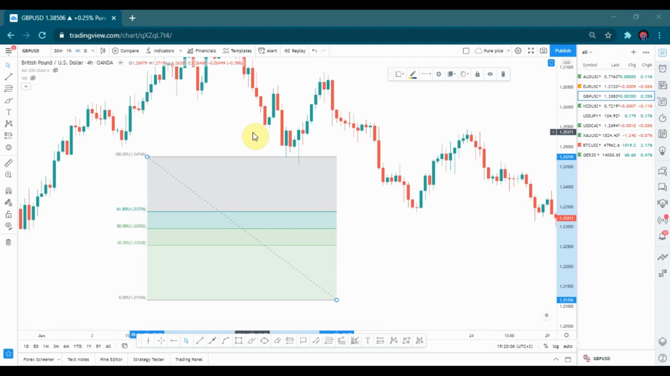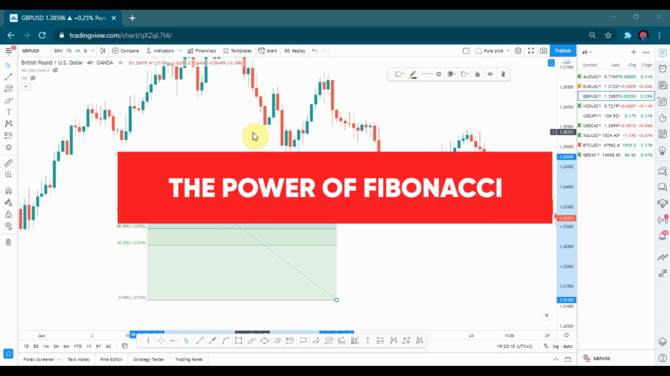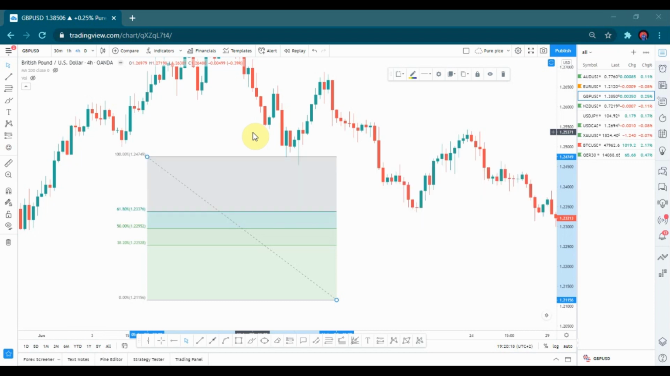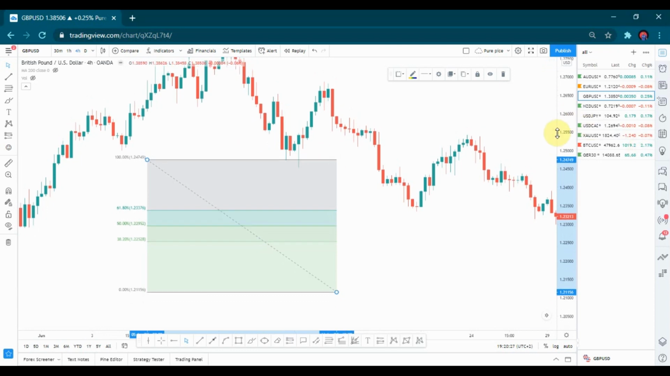So we are going to be looking at the power of the Fibonacci retracement, how effective this wonderful tool is. I really don't know why a lot of traders like to throw aside a lot of working material. So we are just going to be digging deeper into the Fibonacci retracement. If you don't know how to use it, it's simple.